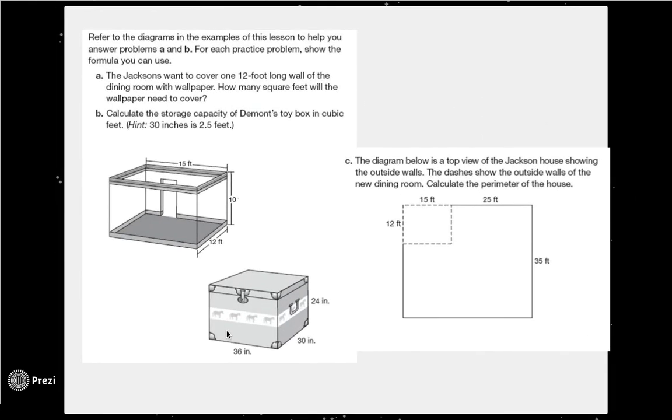Your perimeter is 2 lengths plus 2 widths. Your area is length times width, and your volume is length times width times height. And you have to remember how to answer it. If it's just perimeter, it's just the plain feet or inches, whatever measurement it is. If it's area, it's square. If it's volume, it's cubed. So you're going to use these designs to figure out A, B, and C.